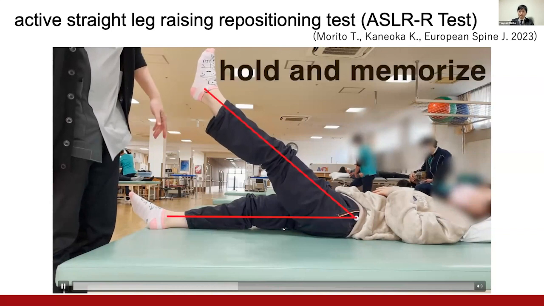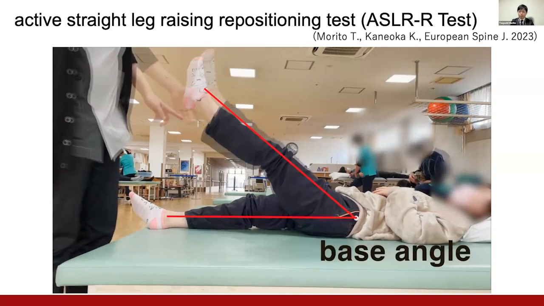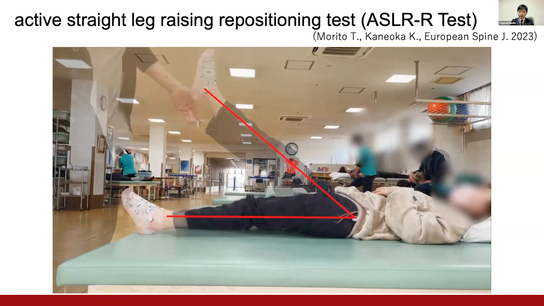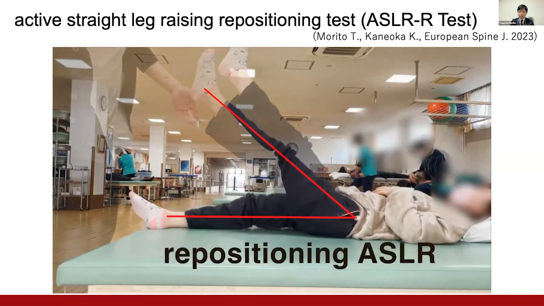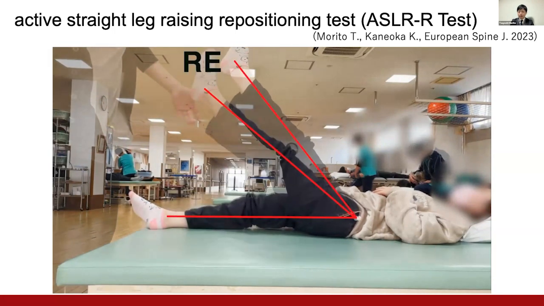The examiner released his hand, the participants memorized the position of the lower limb and then returned it to the floor by themselves, and they performed ASLR targeting the base angle. The difference between the base angle and the ASLR angle was defined as the repositioning error. They repeated this measurement 3 times.